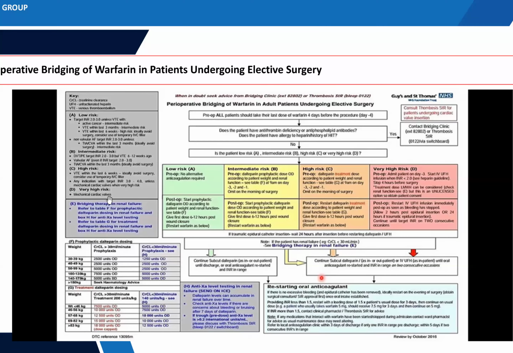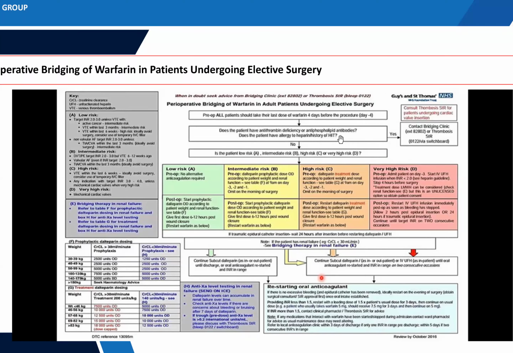Now for the very high risk group, how will we manage? We will see the flow chart here, that shows what dose of heparin is to be given to the patient. So low risk, intermediate, high risk, very high risk. We are going to follow this box. Before that, there are some other important points which we are going to talk about. When are we going to stop the warfarin? We are going to follow this flow chart. It is stopped 4 days before the surgery, so it is day -4.